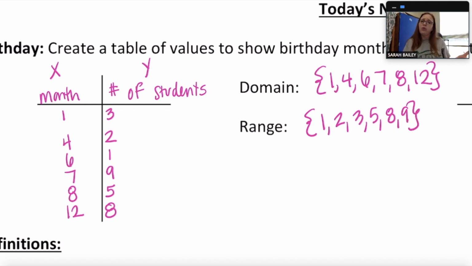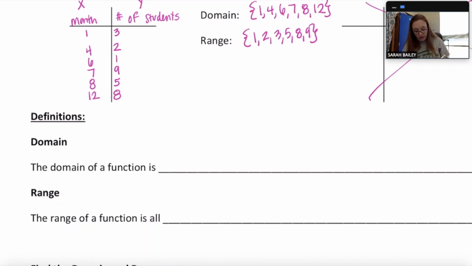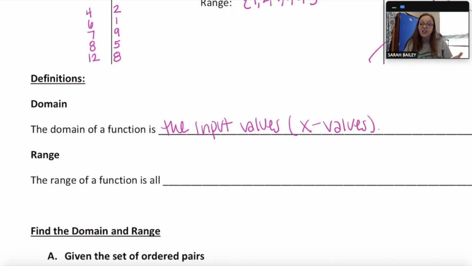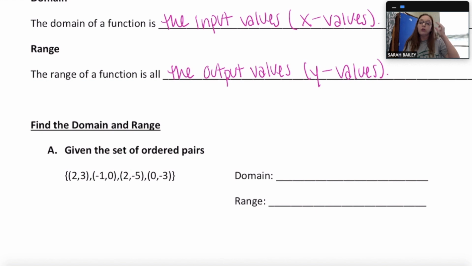So how did I come up with the domain and the range? Well, let's talk about that. The domain of a function is simply the x values or the input. So the domain is the input values or x values. The range is all the y values or all of the output values. And that's really it.